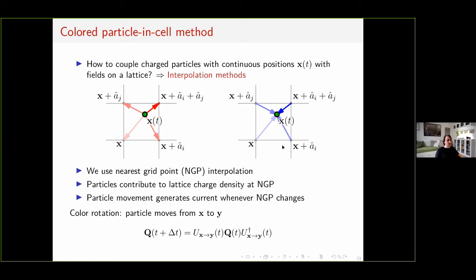And if you do that, then you will see as a particle moves across the lattice over time, every time it basically changes the nearest grid point from one grid point to the next, you get this color rotation with the gauge link connecting the nearest grid points that just have changed. So this is a consequence of this charge conservation I showed you earlier. Okay, so these are all technical details that I can't go into too much detail. Sorry, but yeah.